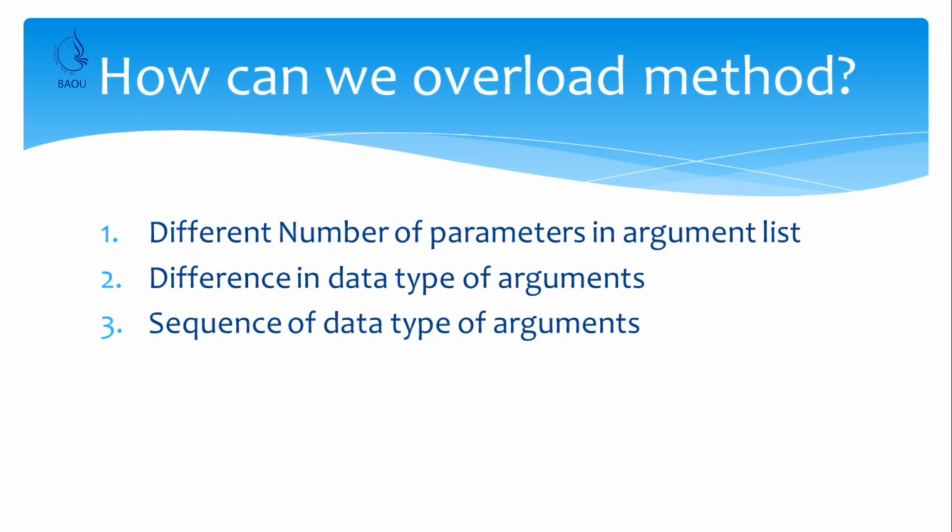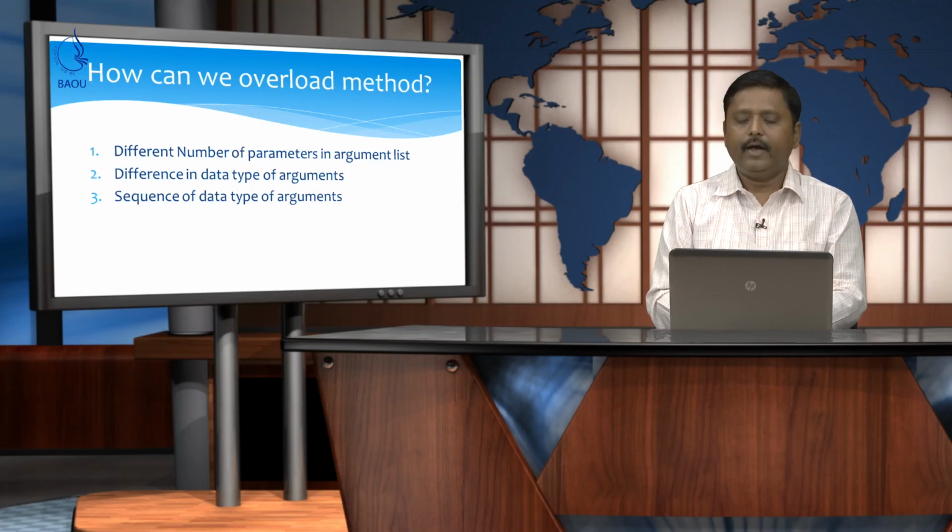The second case is a difference in data types of arguments. Suppose two methods have the same number of parameters. At that time the compiler may be confused about which method to execute. In that case, we can use different data types for method overloading. The number of parameters is the same, but since the data type of the argument is different, it is again easy for the compiler to choose which method to execute.